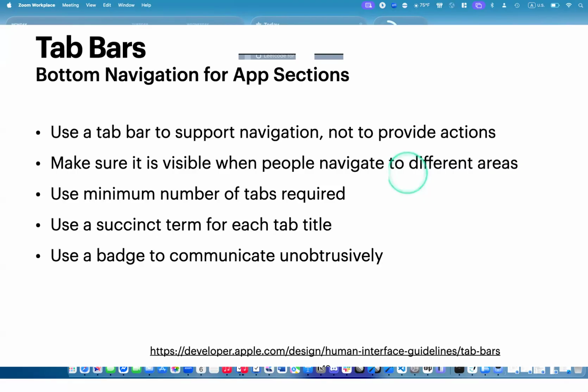And tab bars also support badges. So sometimes on different apps, you can see on the top right corner, there's a red icon with a number, right? That could help surface information to the user that says, hey, there's something going on in this tab that might require your attention.